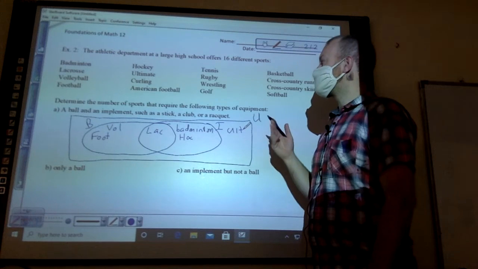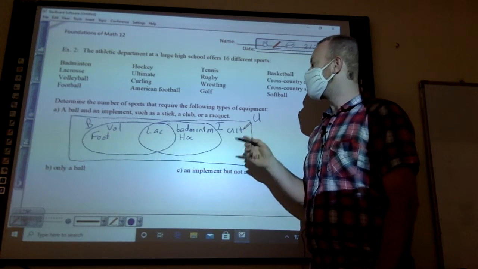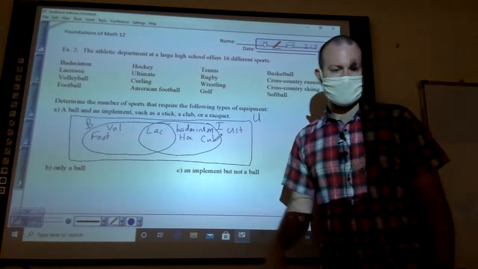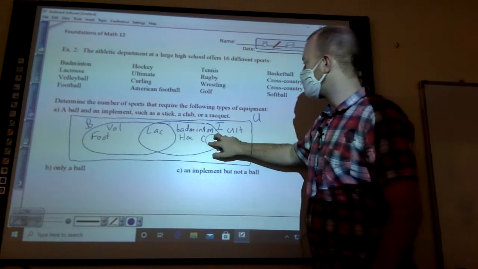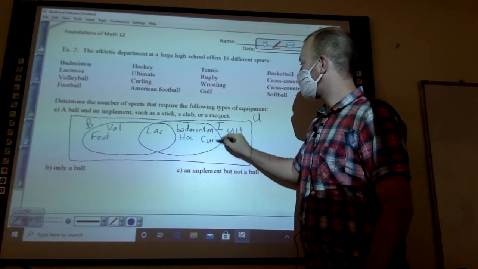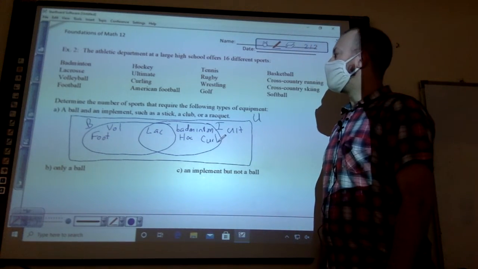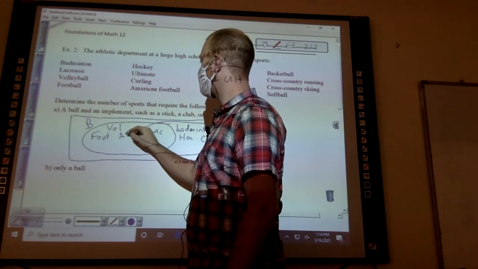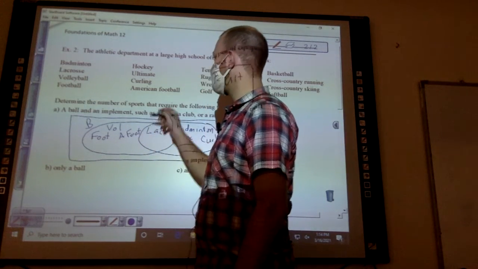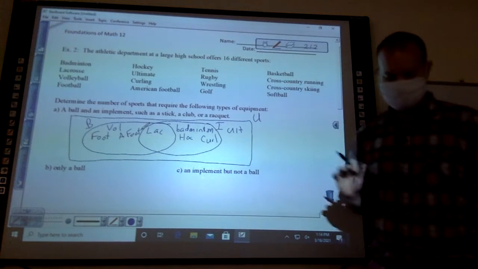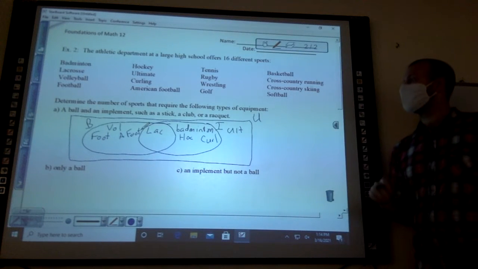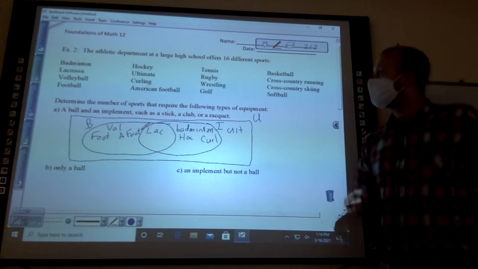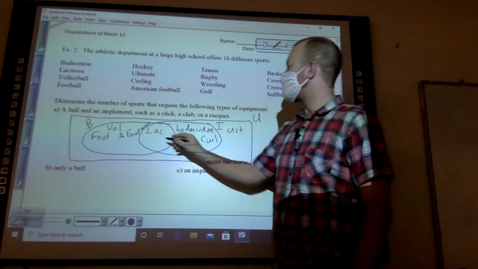Curling. Yeah, there's an implement with this. They aren't really hitting something, but we'll still put it here. That should be CUR. Curling. American football, we'll call it a ball. When I first started teaching this, I had the note say football and soccer. It's way too confusing. So we have the proper names for it. Tennis, yeah, tennis is both.